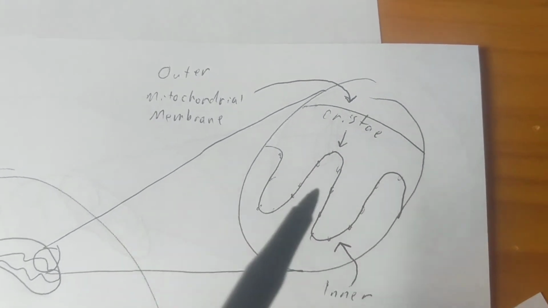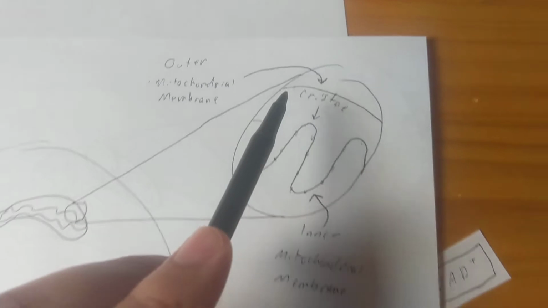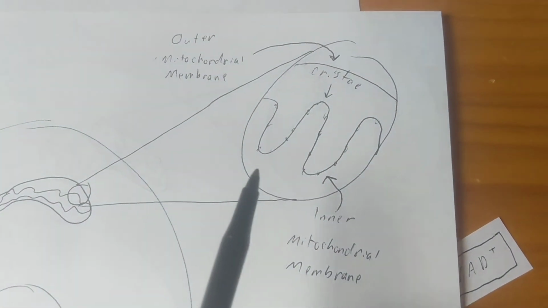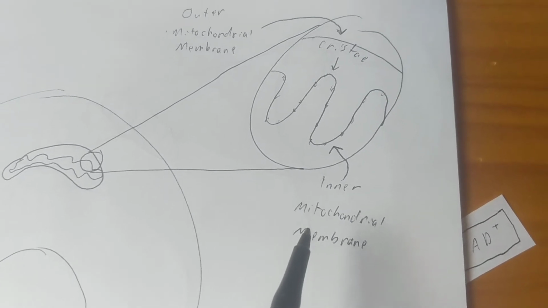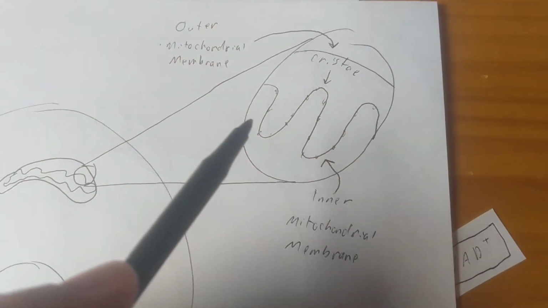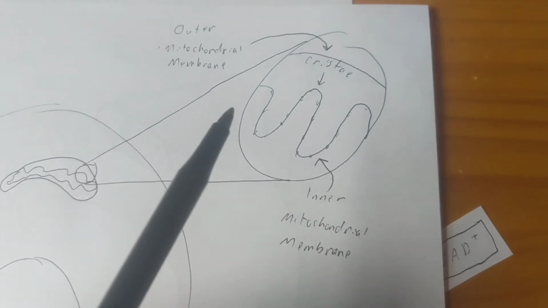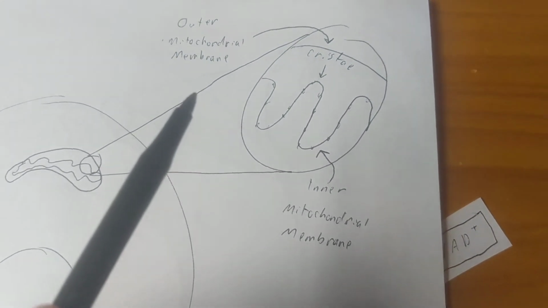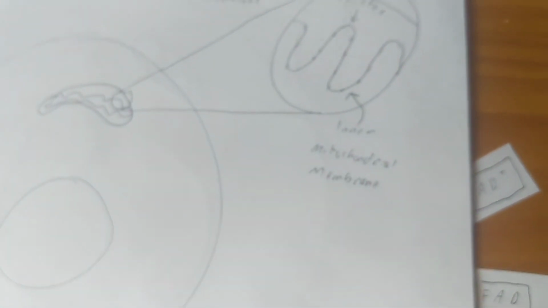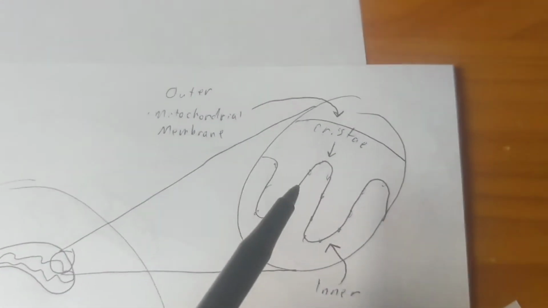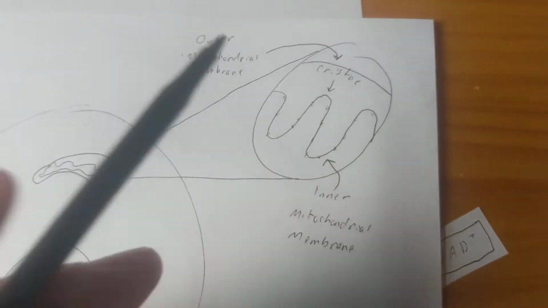Well, in here we have the outer mitochondrial membrane right here, and then the inside part, this wavy part, is the inner mitochondrial membrane. Now these bumps, or waves, increase the surface area of the inner mitochondrial membrane, and we call those waves cristae. Now let's take a closer look at these little dots on the inner mitochondrial membrane and see what they are.